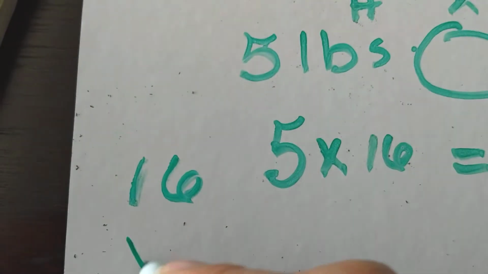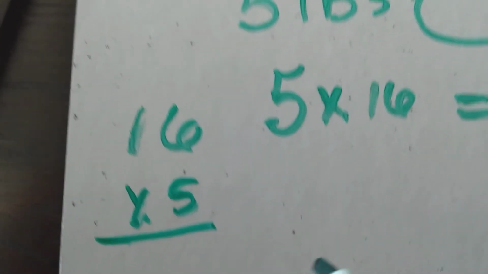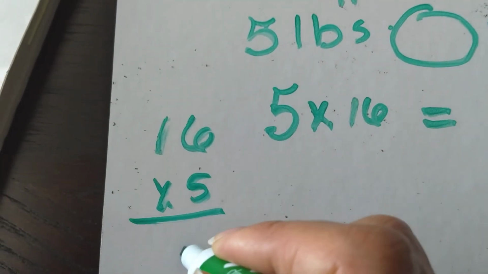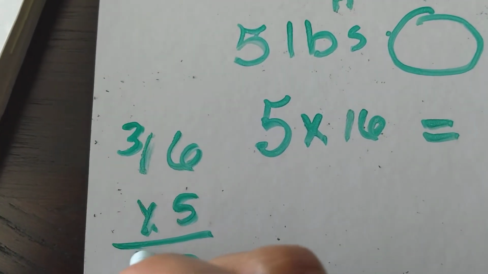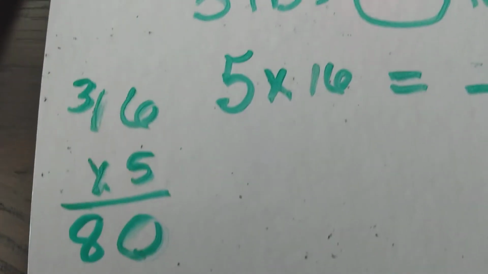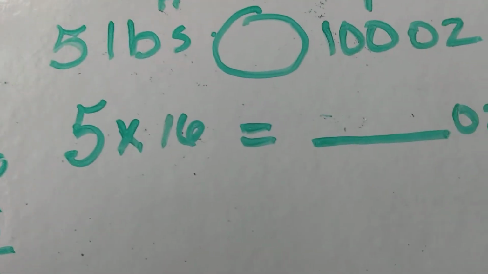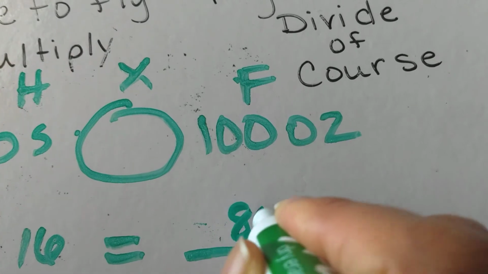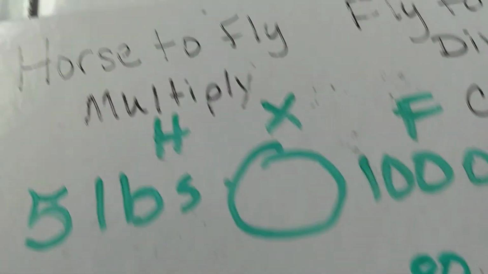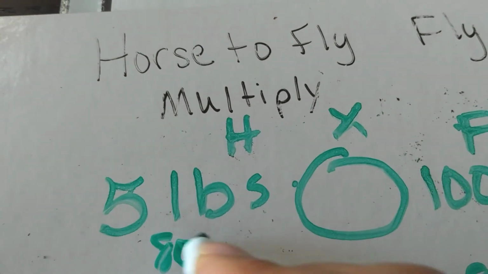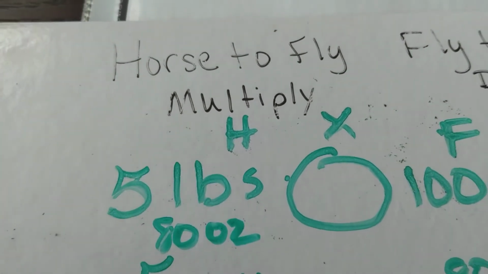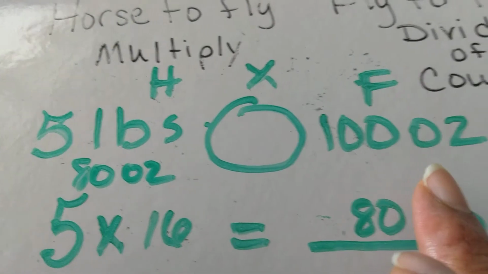Go over to the side and cross multiply. 16 times 5, right? 5 times 6 is 30. Regrouping. 5 times 1 is 5, plus 3 would give me 8. So my answer is 80. So 5 times 16 is equal to 80 ounces. Underneath that 5 pounds, I just simply write 80 ounces, right? And I'm comparing it to 100 ounces.